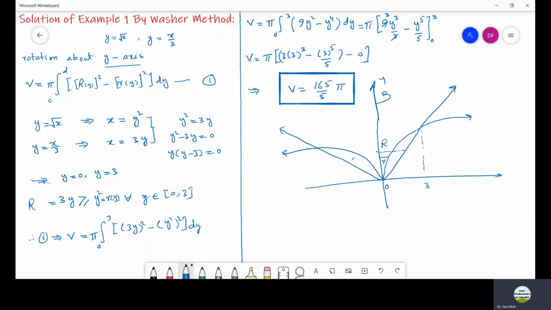So rotating this total region about the y-axis, we find a solid like this one. You can see it is actually a disk. So we make a disk, and this is the solid of revolution. We find its volume by using the washer method.